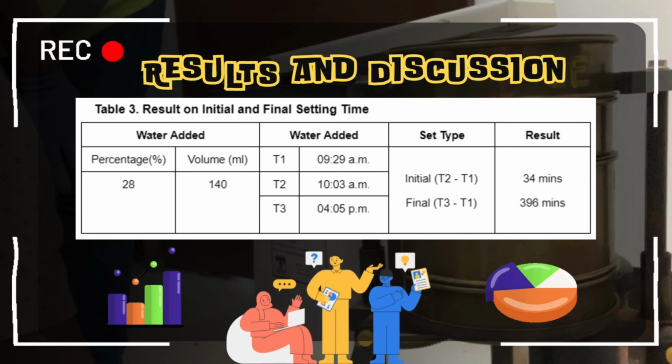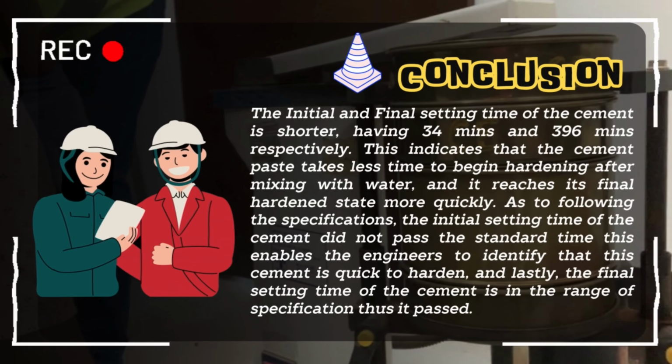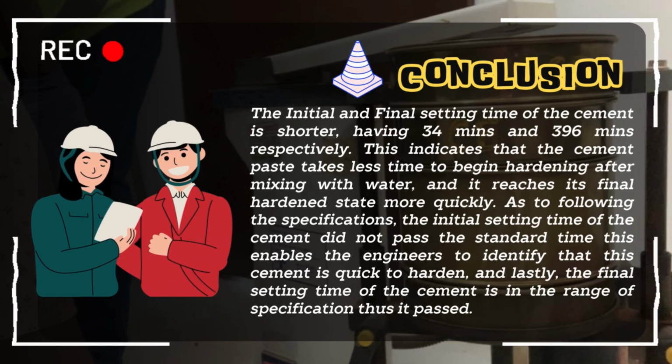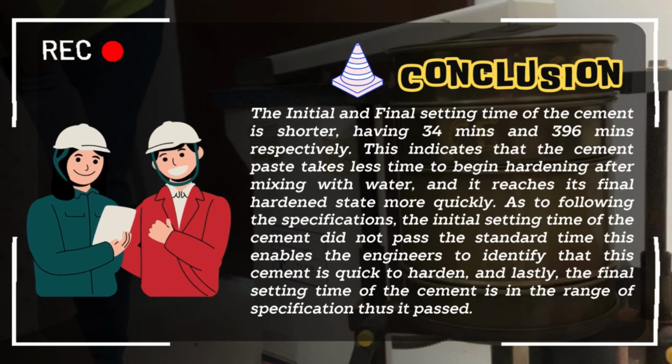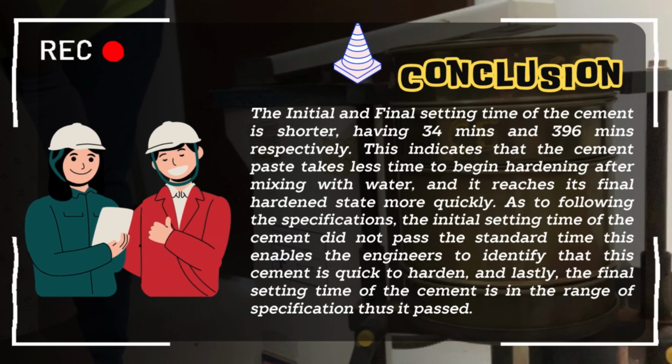The final setting time also has a shorter time, but this is still considered as it is in the range of specification. This leads us to the conclusion that the initial and final setting time of the cement is shorter, having 34 minutes and 396 minutes respectively. This indicates that the cement paste takes less time to begin hardening after mixing with water, and it reaches its final hardened state more quickly.